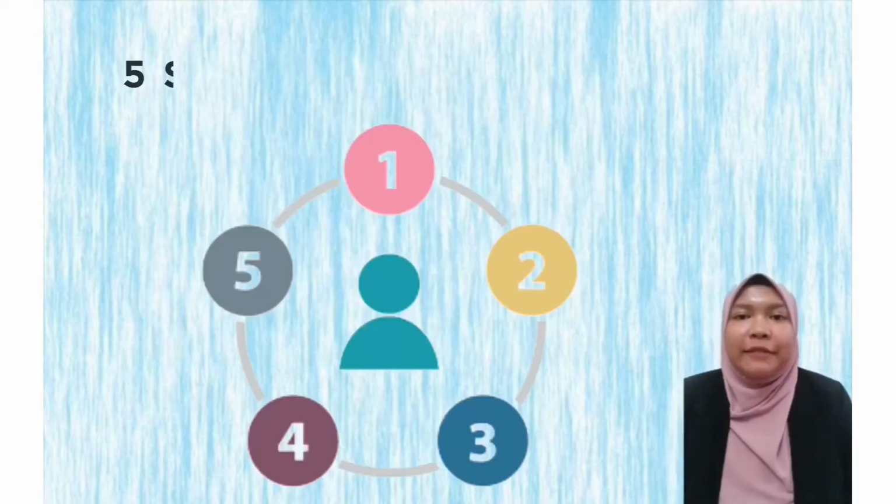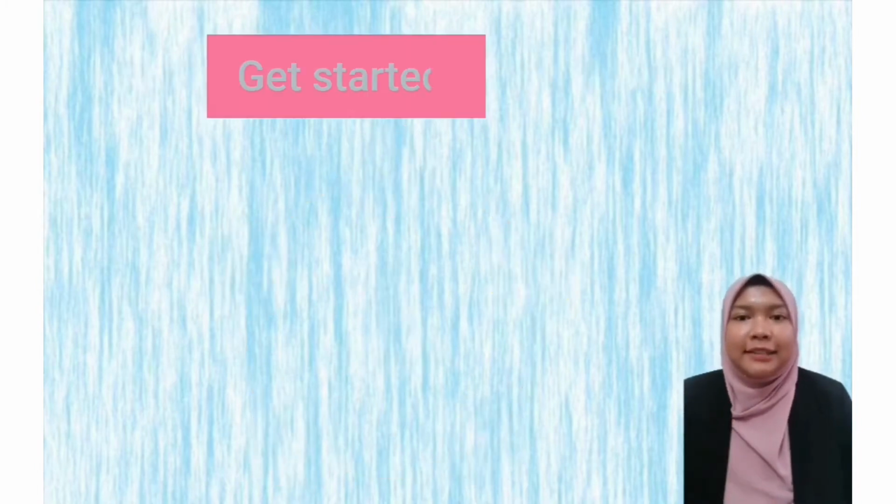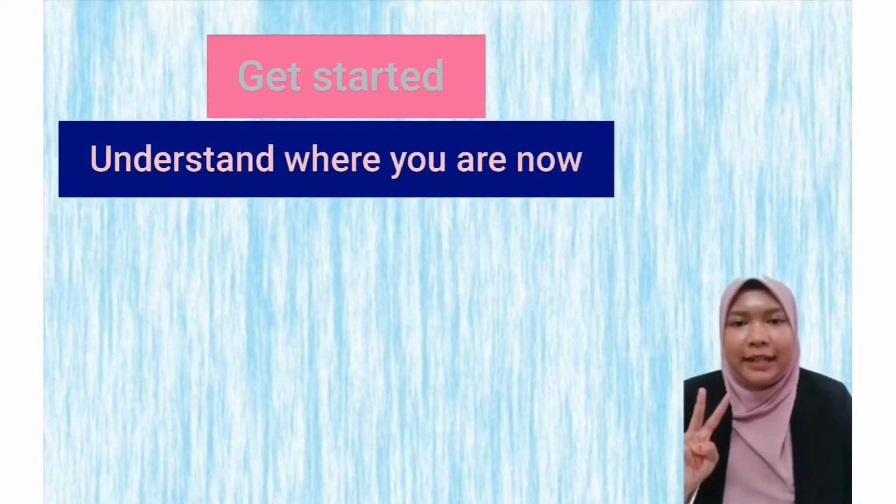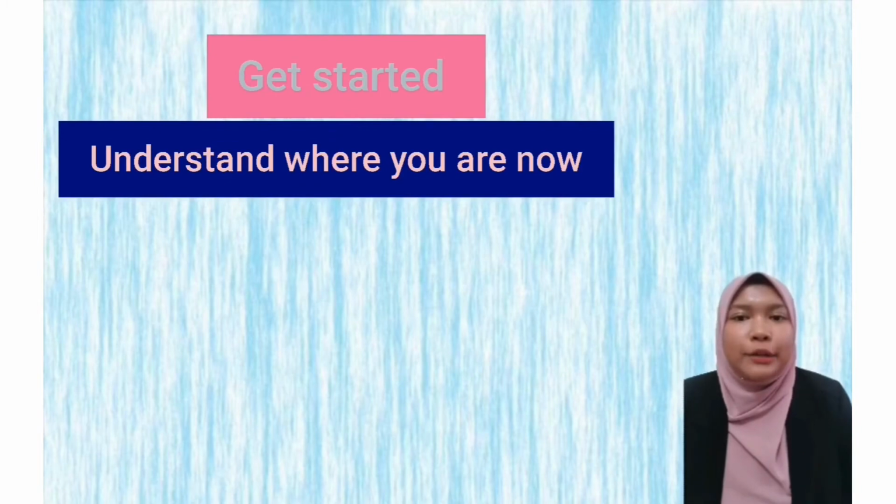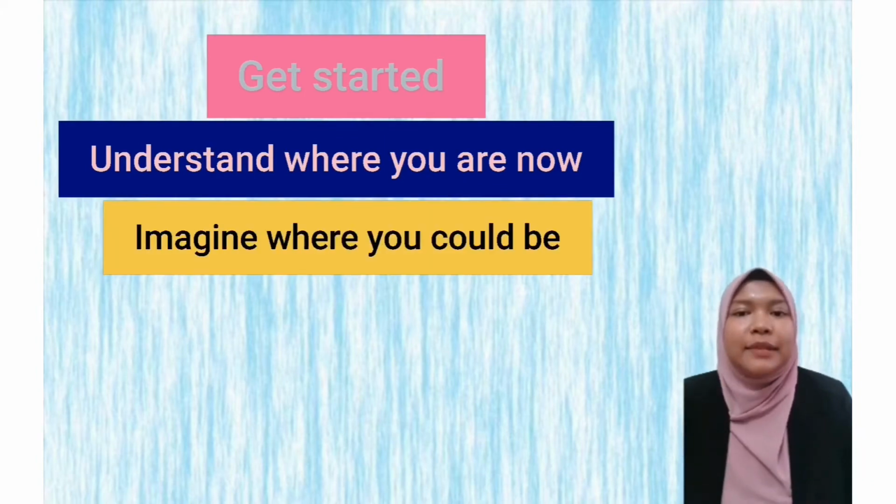Next, we have 5 steps to make the Blue Ocean shift. Firstly, get started. You have to choose the right place to start and construct the right Blue Ocean team. The second step is understand where you are now. You have to get clear on the current state of play. The third step is imagine where you could be. Uncover what limits the size of your industry and discover the ocean of non-customers you can reach.